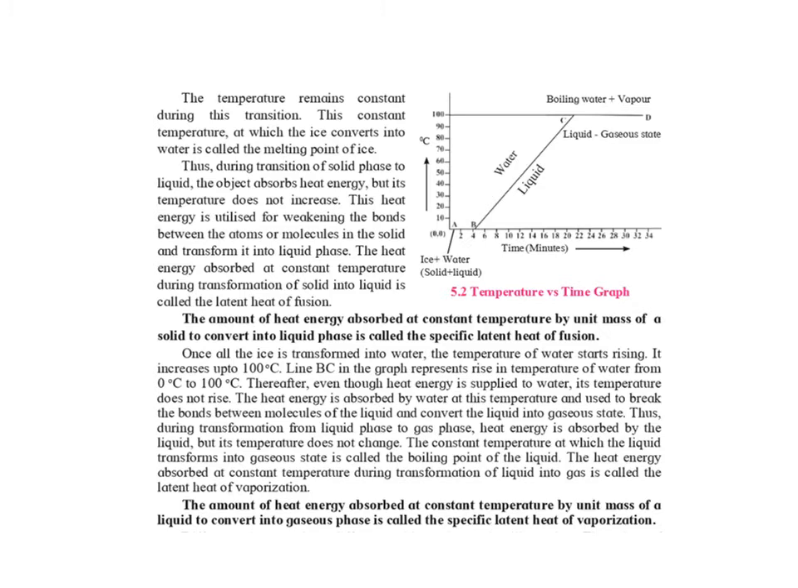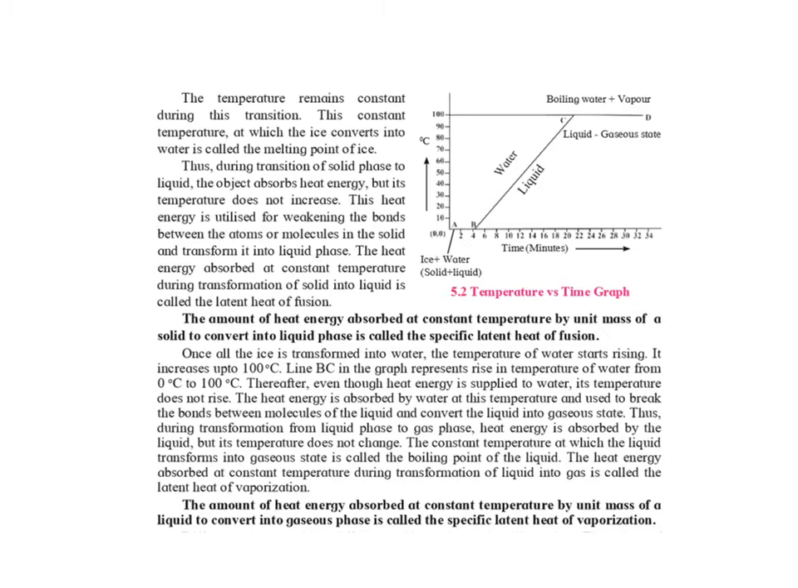Now look at the next part. Once all the ice is transformed into water, the temperature of the water starts rising. Look at the graph again. After B, as the time is changing from 6 minutes to 8 minutes to 10 minutes, slowly the temperature is increasing from 10 to 20 to 30 to 40, and so on.